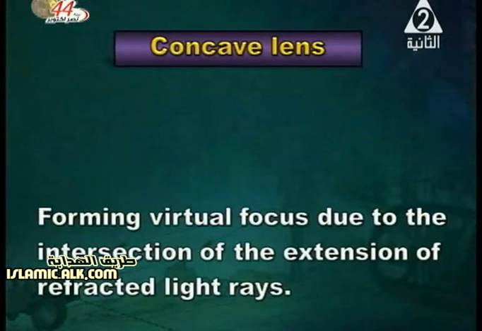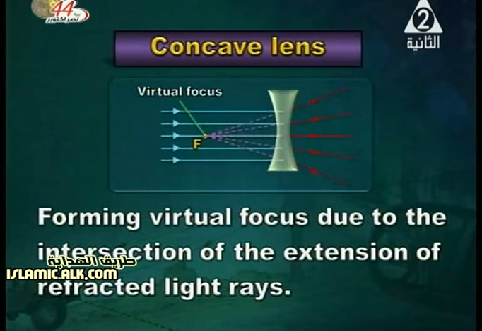Concave lens: forming a virtual focus, as all the rays parallel to the principal axis are refracted and diverged. The concave lens diverges all light rays after refraction. So we have to take the extensions of all the refracted light rays to form a virtual focus by the extensions of the refracted light rays. So the concave lens forms a virtual focus.